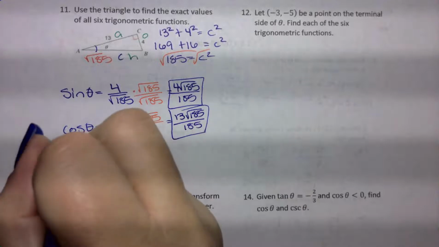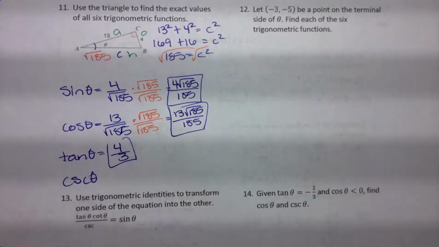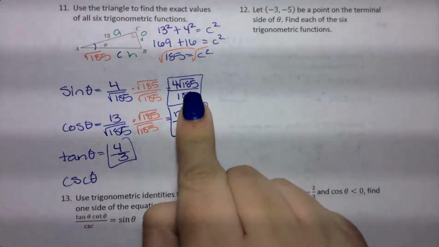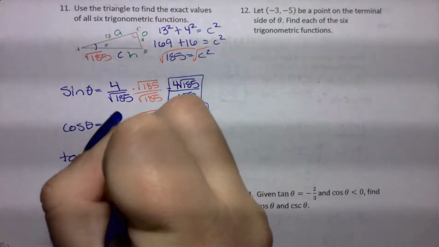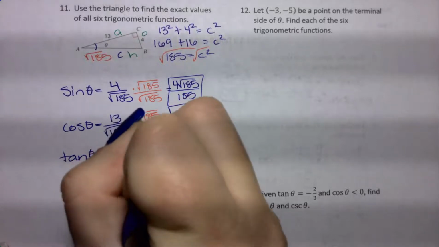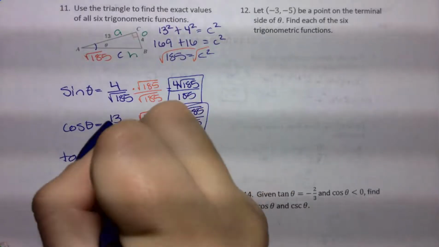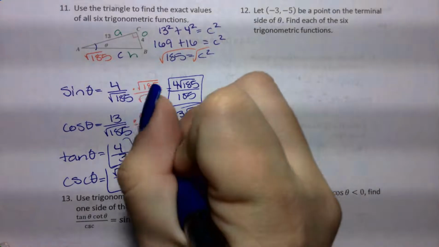Then cosecant is the reciprocal of sine. So I want to go ahead and flip my fraction for sine. I can either use the one I found for my final answer or my initial one. I'm going to use my initial one, so I don't have to rationalize the denominator. This just gives me the square root of 185 over 4. And I'm kind of running out of room, so I'm going to write this here.